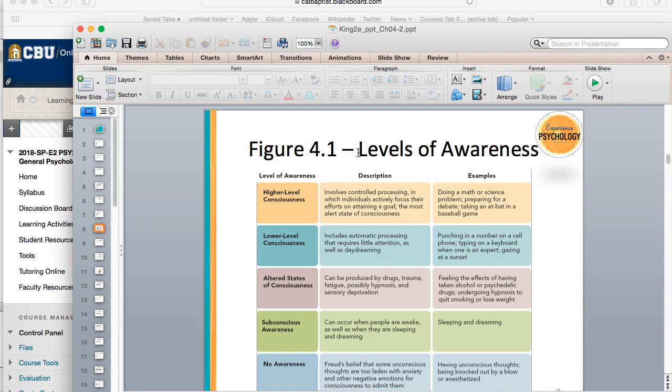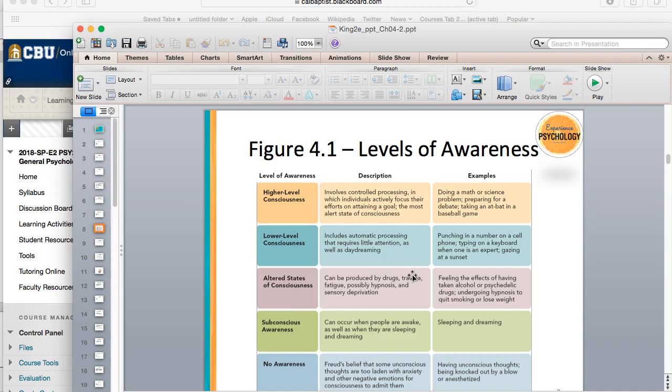So let's go down to no awareness. I want to see what they have discussed for this. So Freud's belief that unconscious thoughts are too laden with anxiety and other negative emotions for consciousness to admit them. So an example of this would be having unconscious thoughts being knocked out by a blow or anesthetized. So when we're being put down for surgery, or being knocked out, if you're a boxer, being knocked out in the ring, these are times when we have absolutely no awareness.